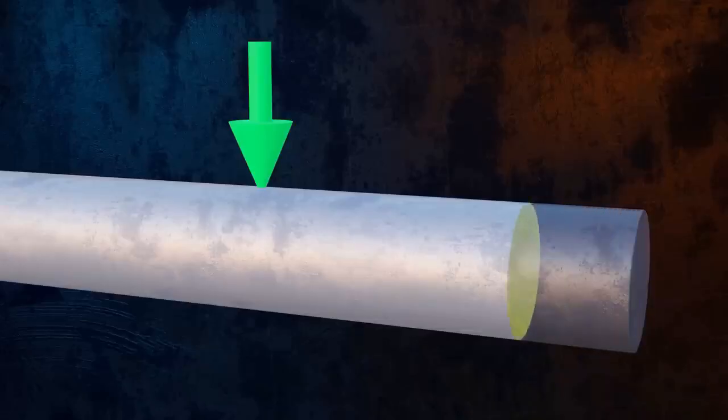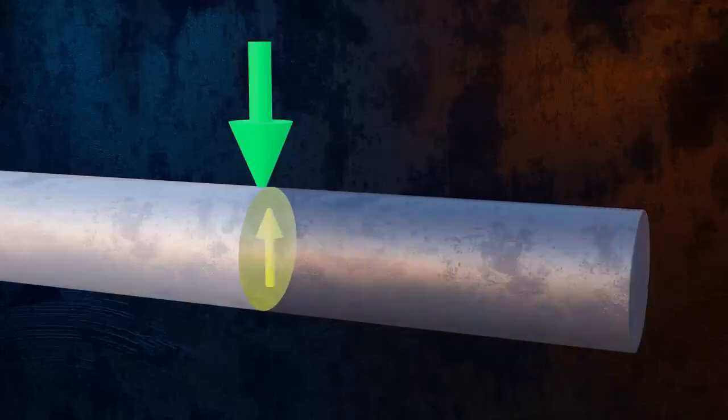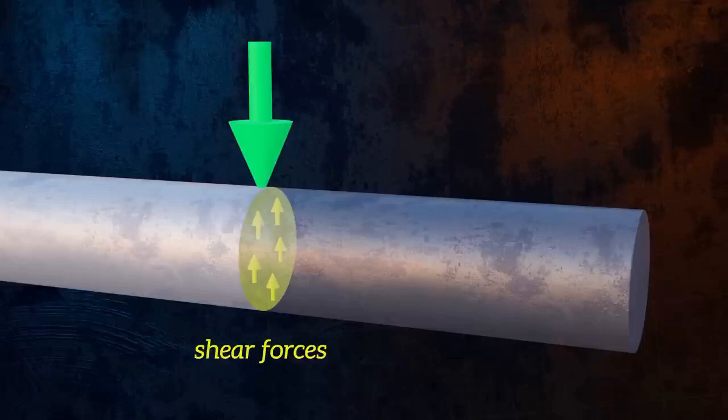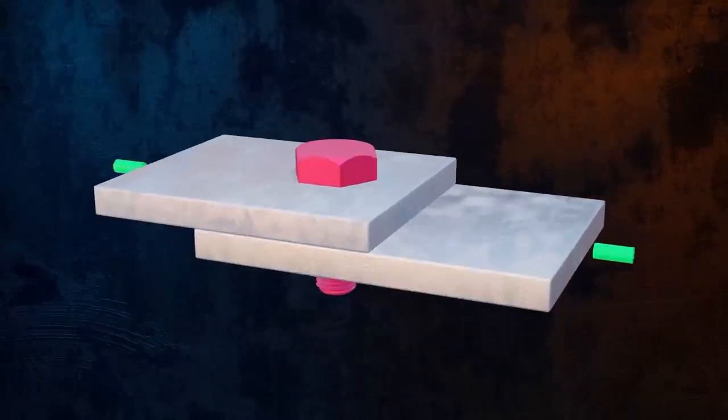If our bar isn't loaded along its axis, but instead perpendicular to its axis, like this, the internal forces that develop within it are oriented parallel to the bar's cross-section. These internal forces are called shear forces. Shear loading is common in bolts, for example.